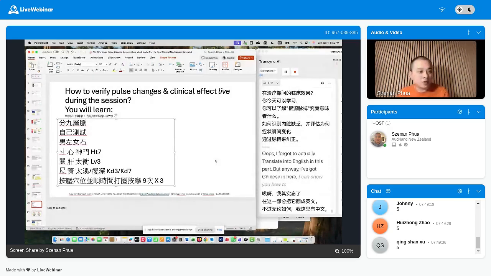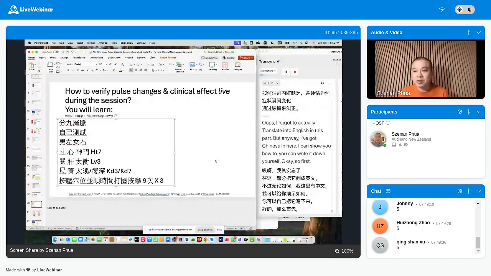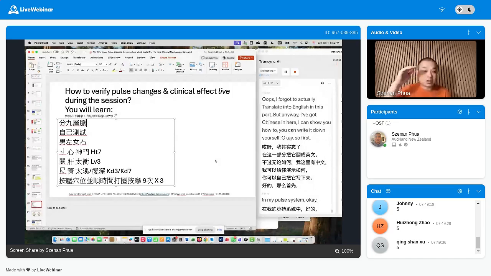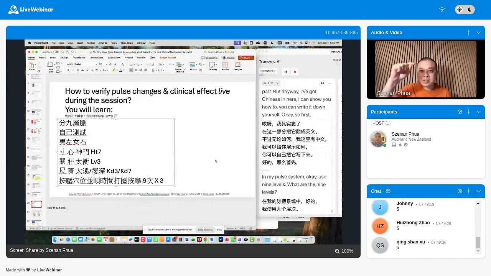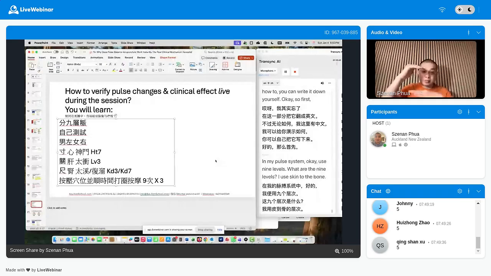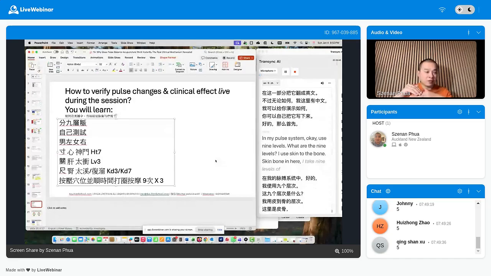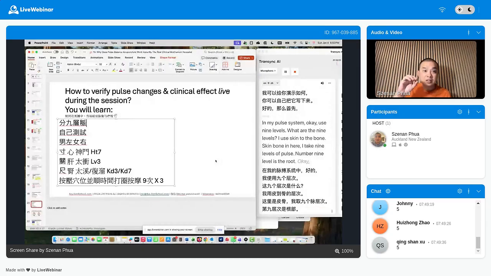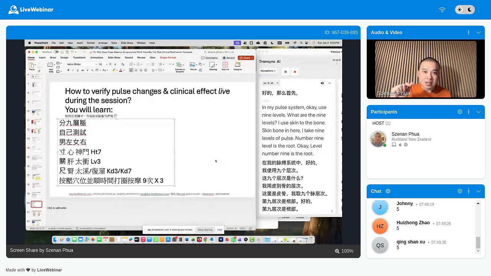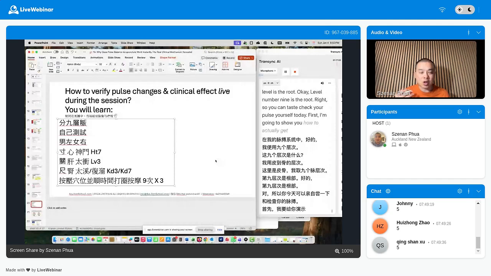So okay. First, in my pulse system, I use 9 levels. What are the 9 levels? I use skin to the bone. Skin, bone in here. I take 9 levels of pulse. Level number 9 is the root. So you can check your pulse yourself today. First, I'm going to show you how to actually get the location of the pulse.